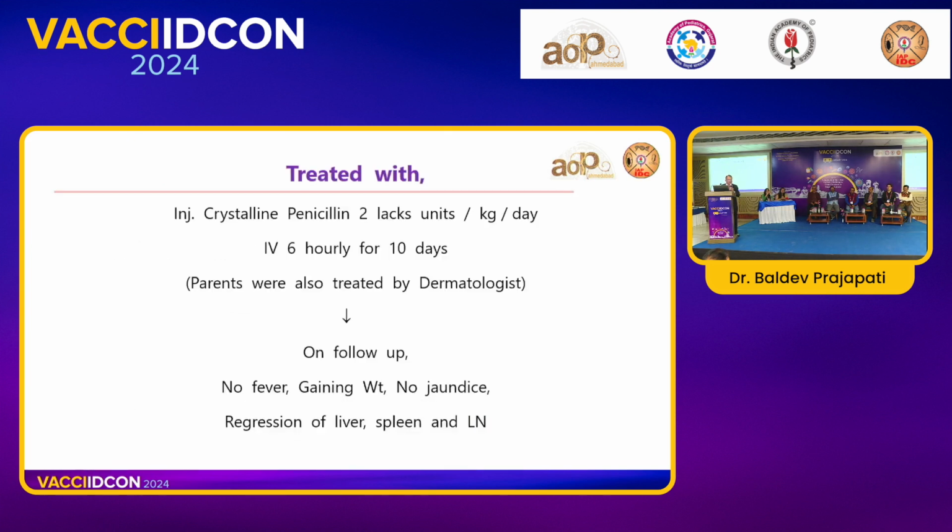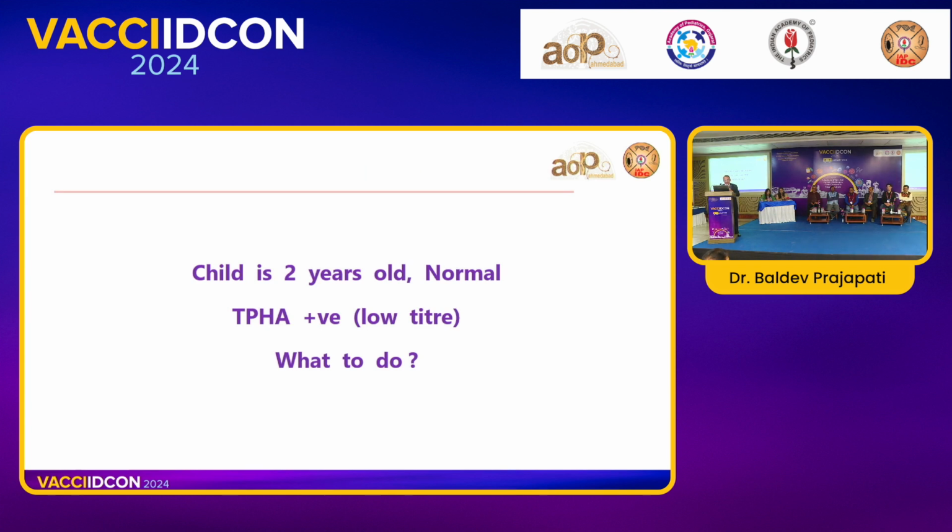Later on, we referred this mother to a dermatologist. Mother was also positive. Child was treated with penicillin, for your kind information, and child recovered. But the next problem was, after 2 years on follow-up, even parents were very keen, and they said, with the report, that sir, still the TPHA is positive. Low titer, but still positive. What should be done? Anybody of you, sir?